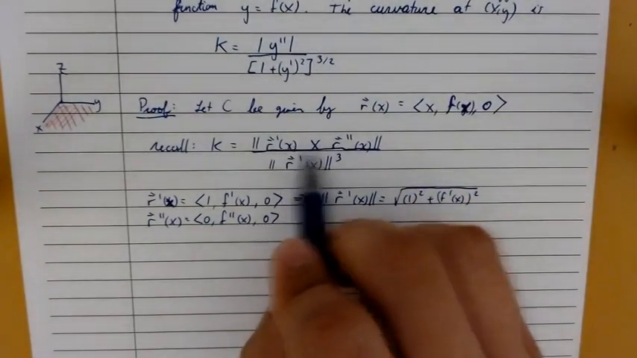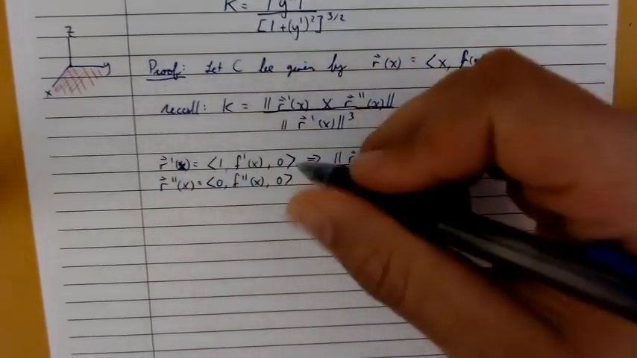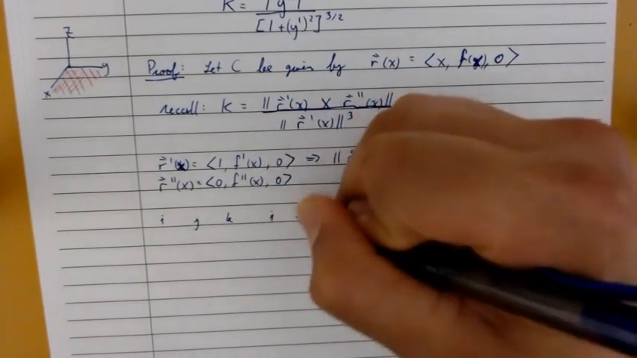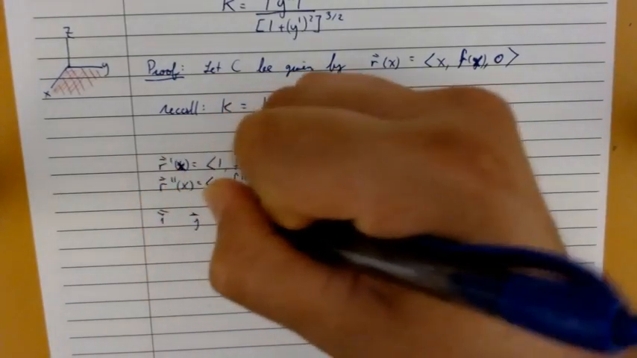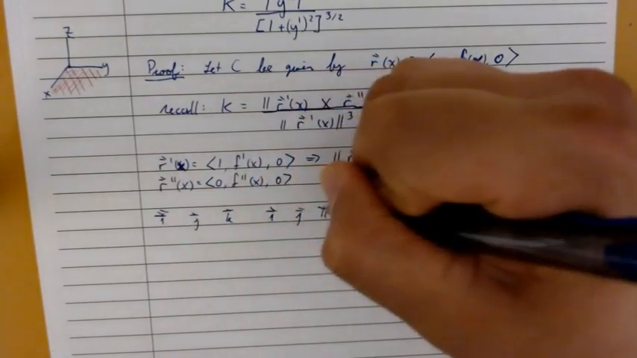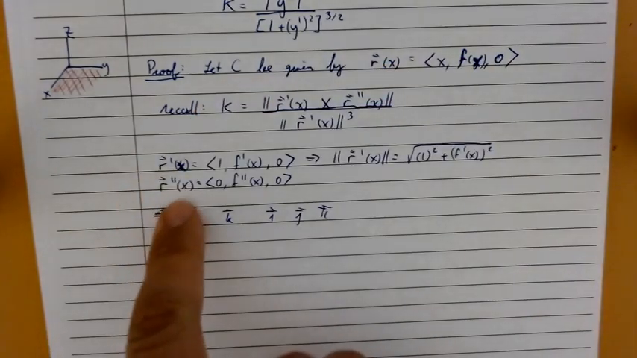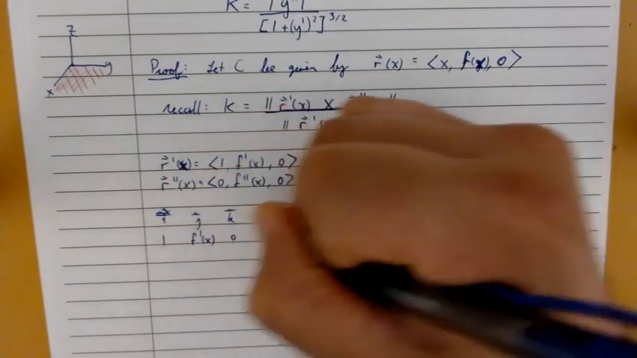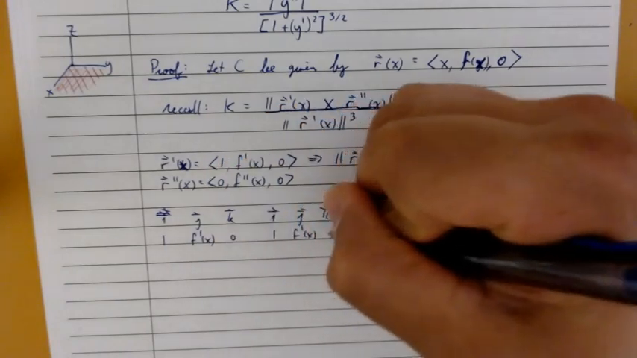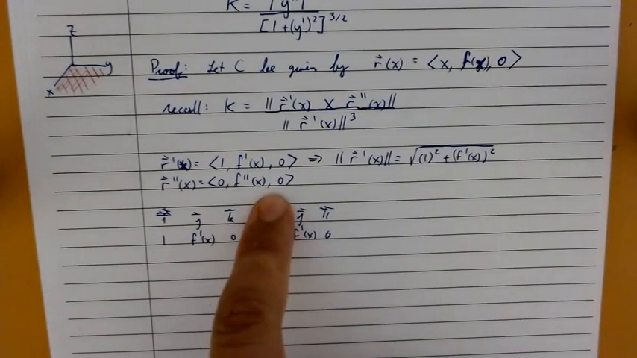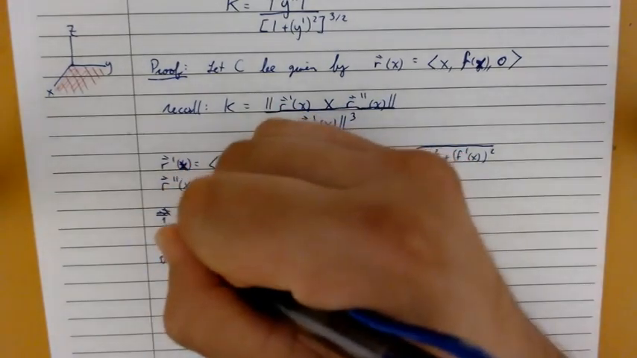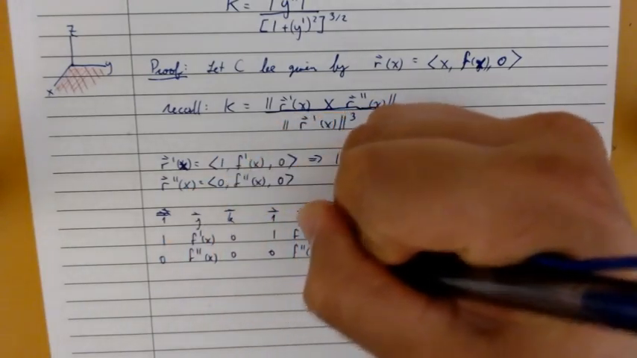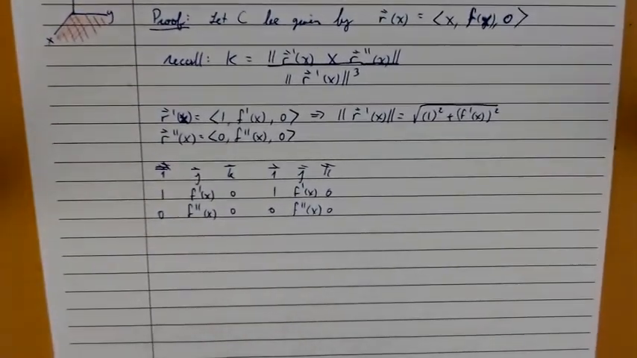Now we want to find the cross product of these two. Okay, well, let's go ahead and do that. Here, if I take i, j, k, I'm taking the cross product of r prime and r double prime. So let me write r prime first. That's going to be 1, f prime of x, 0, and then r double prime is going to be 0, f double prime, 0. With all these zeros around, this should be pretty simple.